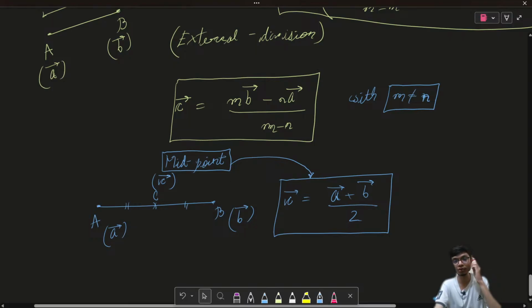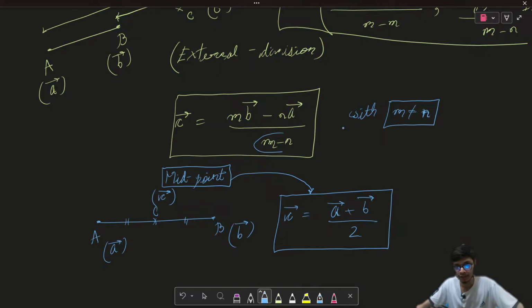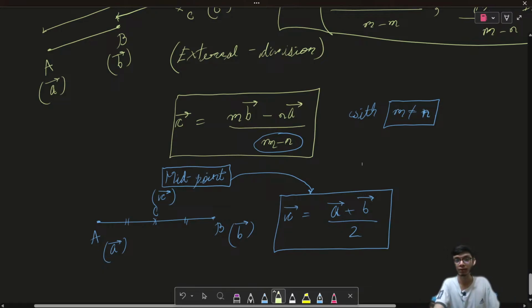Okay, so m is not equal to n. If you see over here in the denominator, the term m minus n is there, right? So if m is equal to n, then this will be division by 0, and division by 0 is not defined. So anything divided by 0 is not defined, therefore m should not be equal to n, right? Is this clear, Sudha?